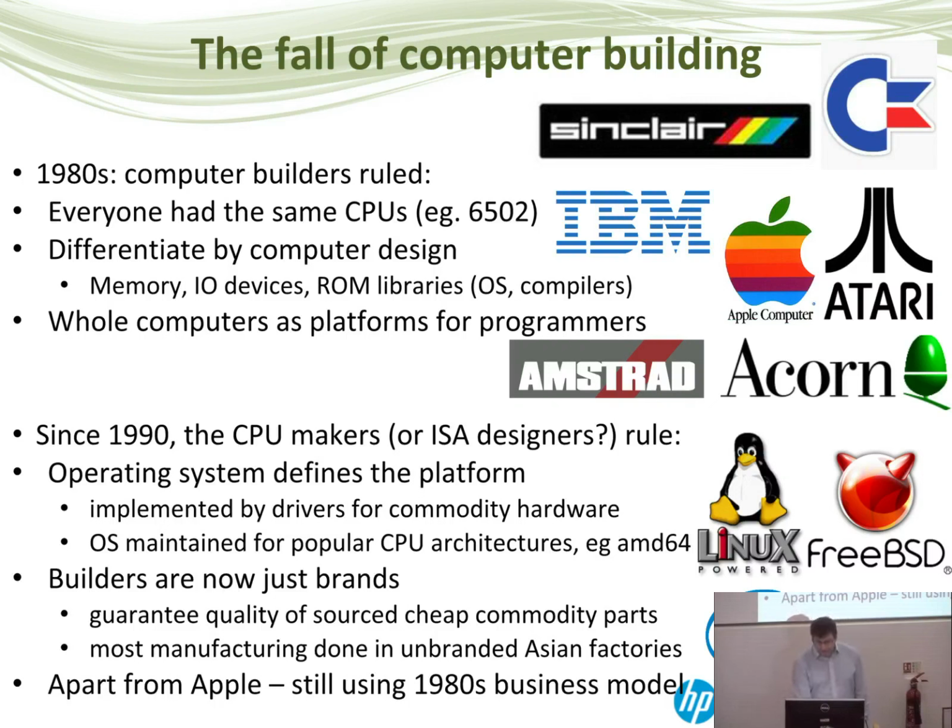And often these computers would share CPUs. So, for example, you get the same 6502 in the Commodore 64 as the BBC Micro. But they would wrap that CPU in a computer design. In particular, they would add different I/O devices, and they would add different libraries of subroutines in ROM, which at that time was called an operating system, although it was really just a collection of useful subroutines.